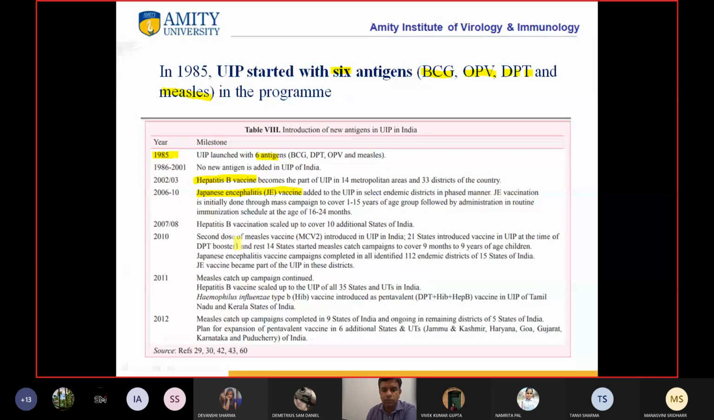Later on, hepatitis B vaccination was scaled to 10 additional states of India. So these were just being added here, and the last one you can see is Haemophilus influenzae type B vaccine, which was introduced in 2011. It is basically given as a pentavalent. I hope you understand what is pentavalent. Basically, five antigens together: DPT, diphtheria, pertussis, tetanus, three, then Hib four, and hepatitis B five. So there is a pentavalent vaccine which includes these five organisms. This was how our immunization program developed over the years.